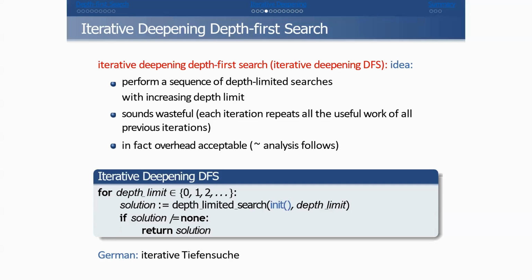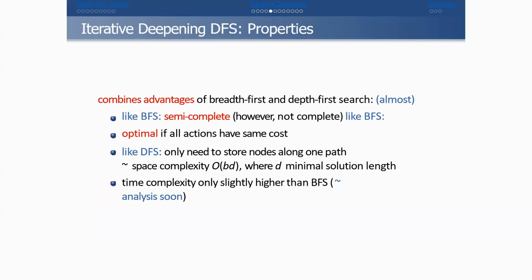If you use a for loop with depth limit 0, 1, 2, 3, it starts from the solution of 1, 2, 3. First it takes 0, then 1, 2, increasing the level by level. So it returns a kind of level iteration. So it has the common advantages of breadth first and depth first search.